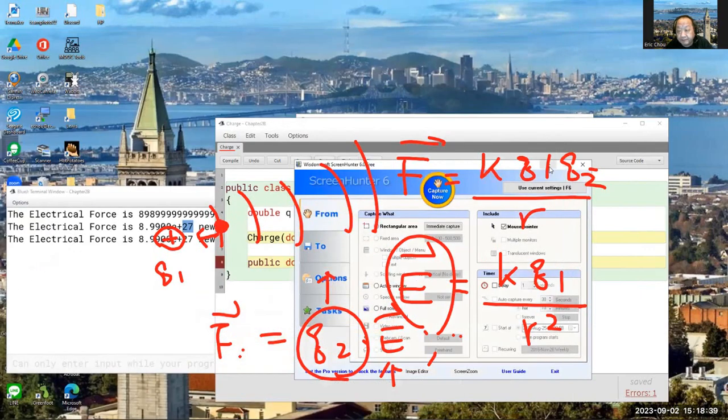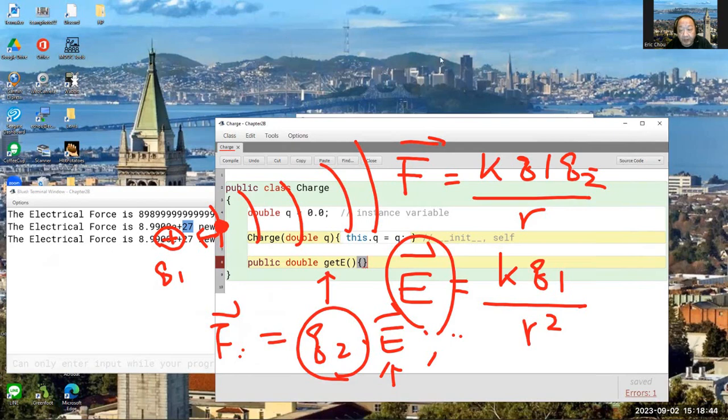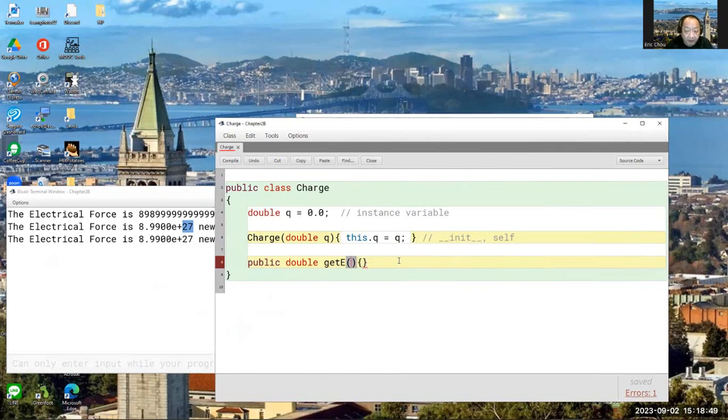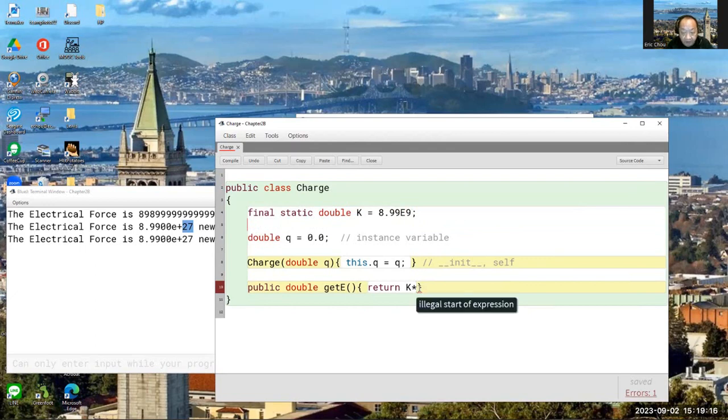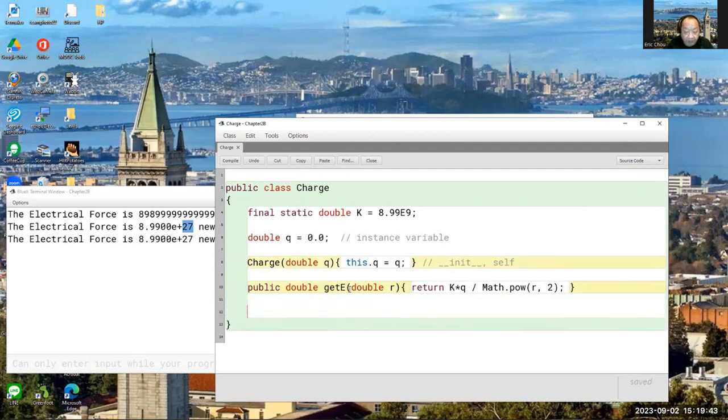Anyway, I try to use this just to give you an example of how an object-oriented program can be used in physics. So here we already have your Q, so you're going to return K times Q, divided by R squared. The constant K needs to be here, so let's do final static double K equals 8.99, the Coulomb constant. So K will times your current Q, divided by R, where R is the distance from the charge. You still need to divide by Math.pow of R squared. So that's getting the electrical field by R.